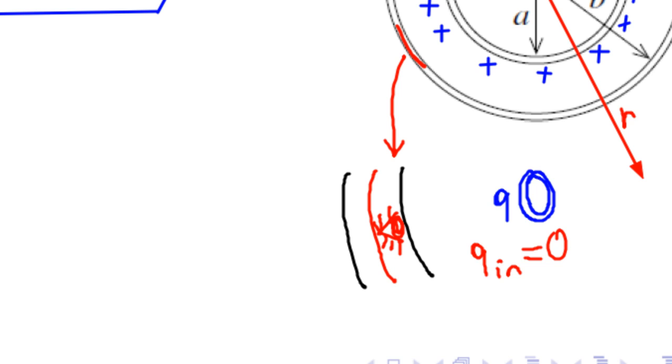For shell 2, if we draw a Gaussian surface inside the shell, and if we look around this region, since there is no charge inside this region according to the shell theorem, and because the outer charge distribution of shell 1 is positive Q, then the inner surface of shell 2 is deposited by charge negative Q.